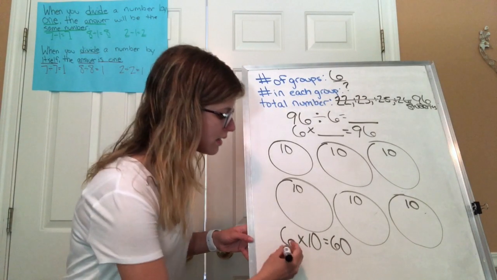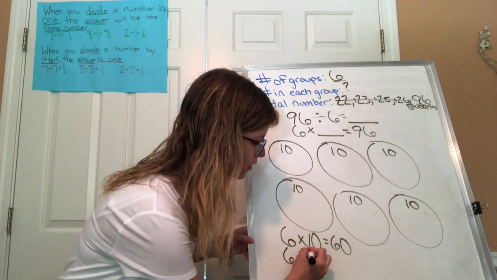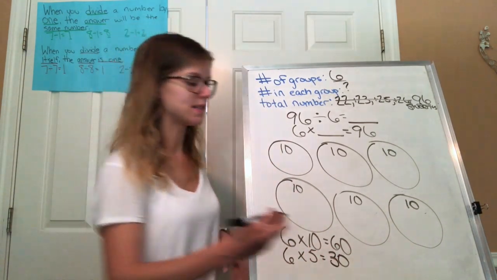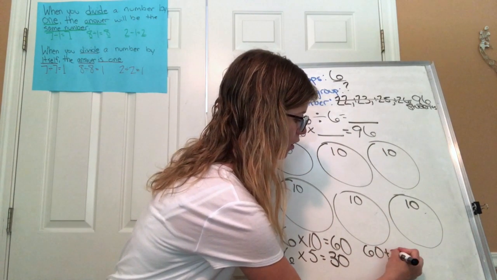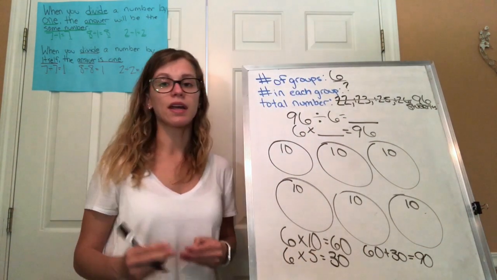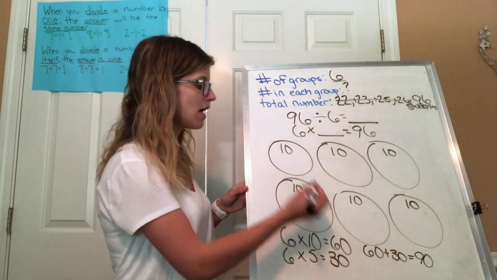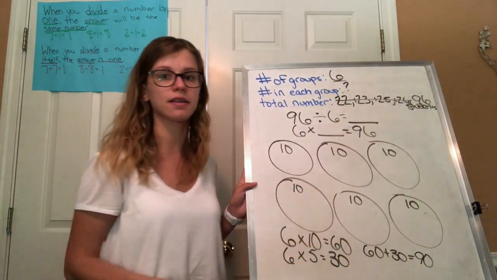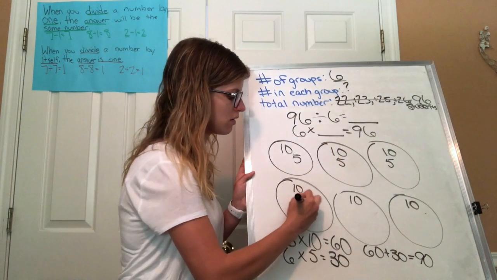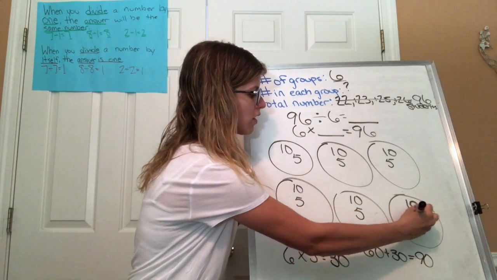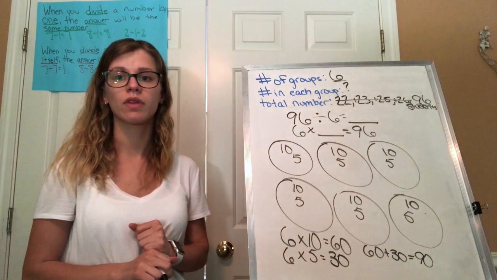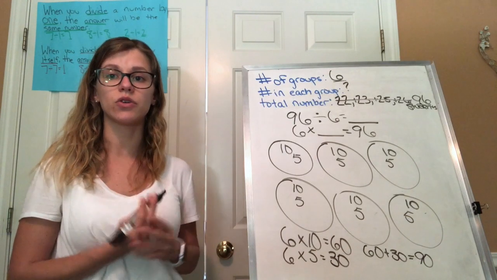I know that 6 times 5 is equal to 30, and 60 plus 30 is equal to 90. So I know that I can now count by 5s and still not get over 96. So now I'm going to do 5, 10, 15, 20, 25, 30. So all together right now I have 90 students shown, but I need to get to 96 students.